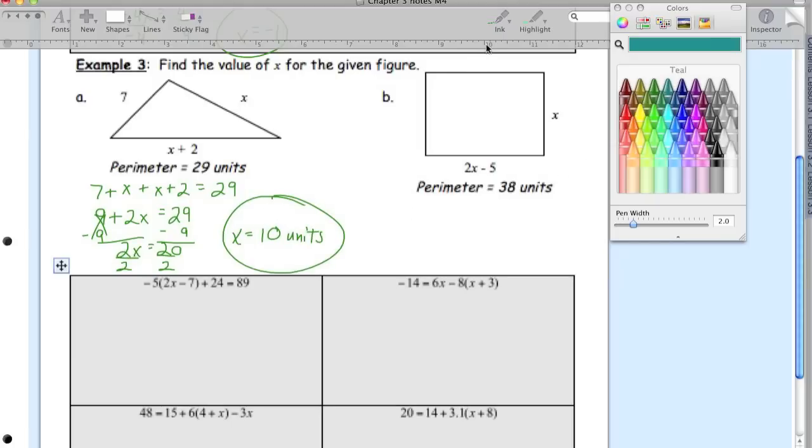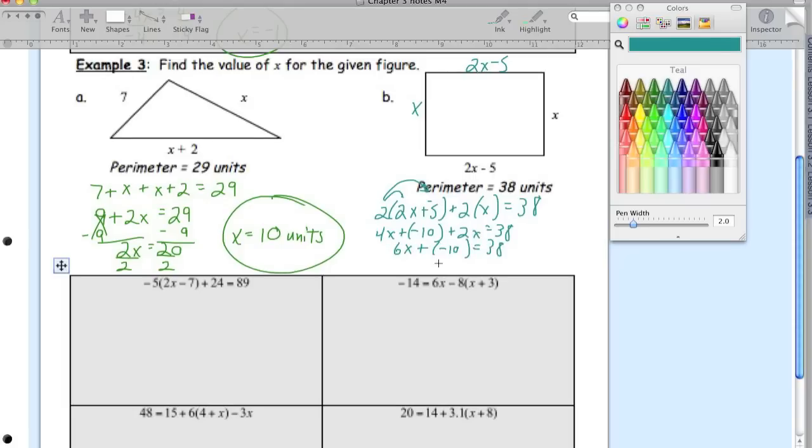In this problem, this is also 2x minus 5, this is also x. So my expression to represent perimeter would be 2 times 2x minus 5 plus 2 times x. So that accounts for each of the sides, and I set it equal to 38. So now I want to go ahead, distribute, and simplify. And distribute this 2 into both. 4x plus negative 10 plus 2x equals 38. 4x plus 2x is 6x.